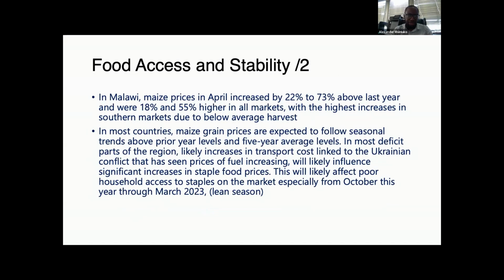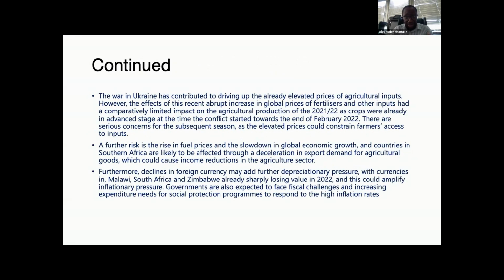And also we see, for example, in a lot of countries, this disruption of supply chain has also caused an increase in the prices of farming inputs, which has highly affected people's ability to access foods. This is very evident in a lot of countries, for example in Zambia, as well as Malawi and other countries. Generally, we see the rise in fuel prices and the slowdown in the global economy, which, as I mentioned, has highly affected people's ability to access food within the region.